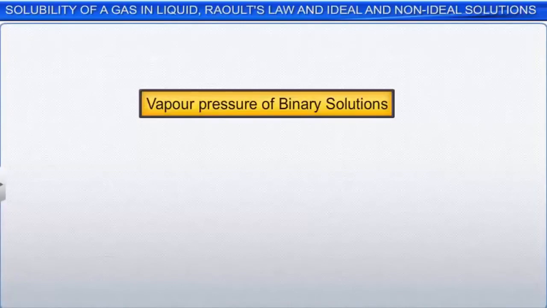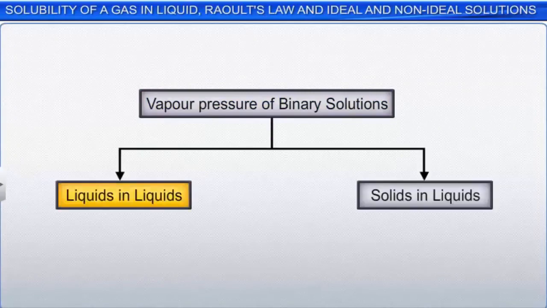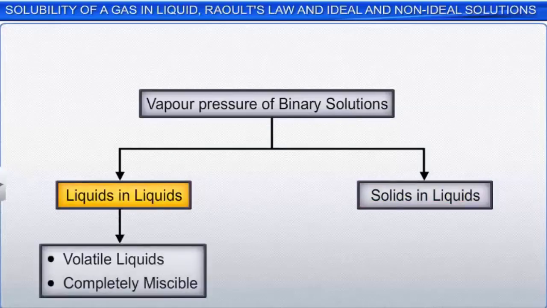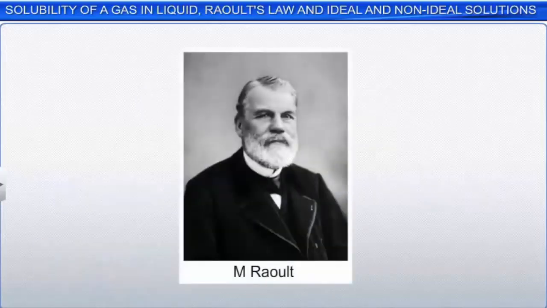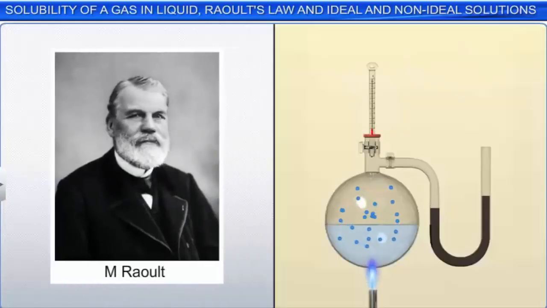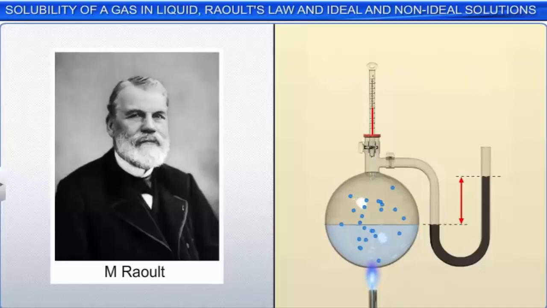Let us now discuss the vapor pressure of binary solutions. We shall discuss the vapor pressure of liquids in liquids and solids in liquids. First, we will discuss a binary solution of 2 volatile liquids, 1 and 2, that are completely miscible in all proportions. In 1886, through experimental studies, a French chemist, Raoult, established a quantitative relationship between the mole fraction of a given component and the partial pressure exerted by it.